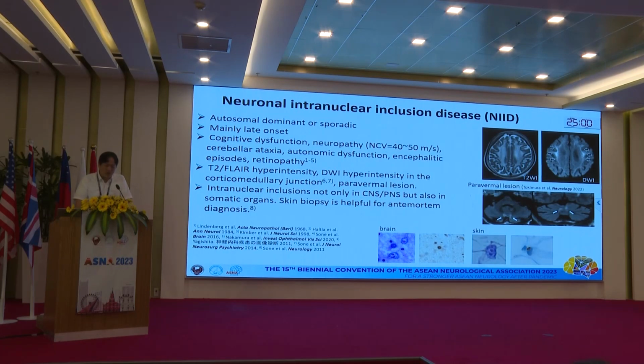These days, a paravermal lesion can be found in NIID. As the name suggests, intranuclear inclusions are found in the central nervous system and peripheral nervous system, but also in somatic organs. Dr. Sone and colleagues found that skin biopsy is helpful for antemortem diagnosis of the disease, and this finding led us to find many more patients.